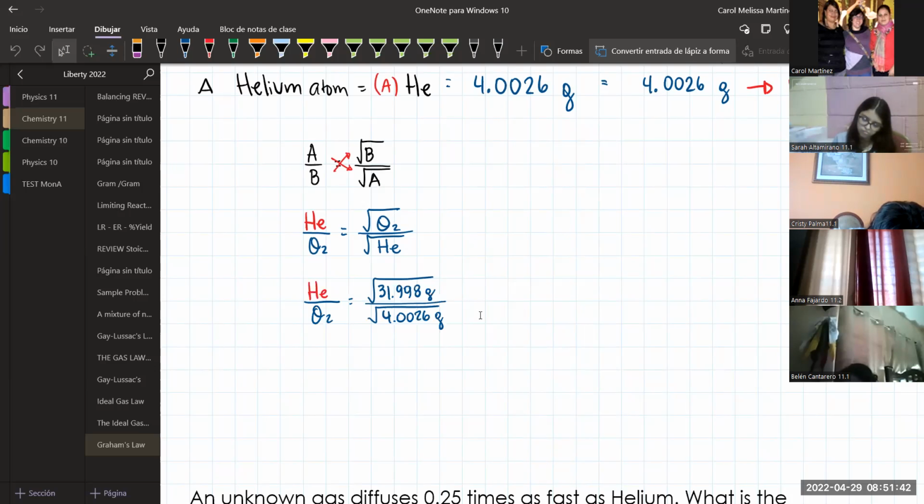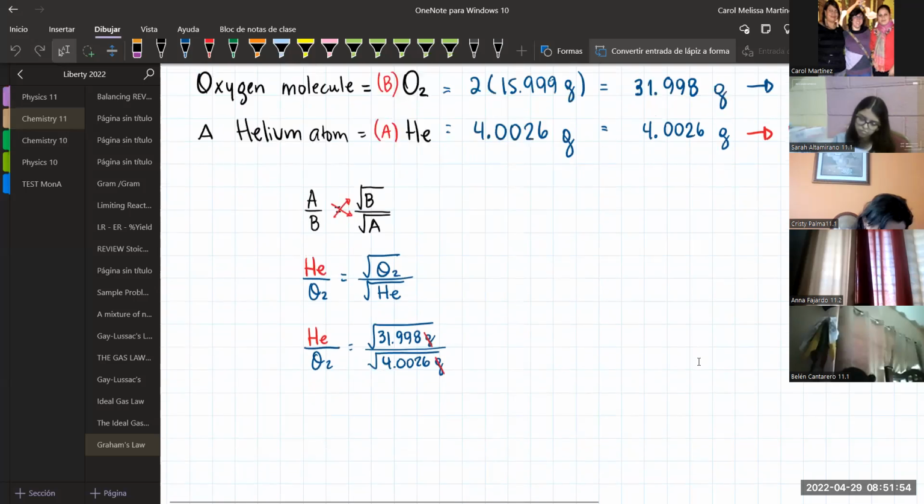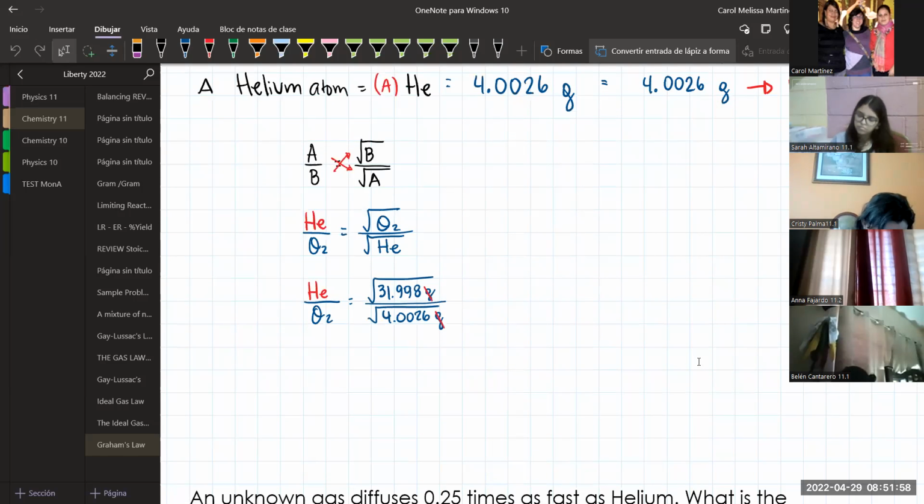grams. Remember, grams and grams are cancelled. I think I forgot to do that in the example before. I forgot to cancel the units, but they need to be cancelled. Don't forget. How much is this? 2.83. So we say helium over oxygen, this rate is 2.83 rounded, okay? In other words, helium will spread at a rate of 2.83 the speed of oxygen, okay? So this is the rate.